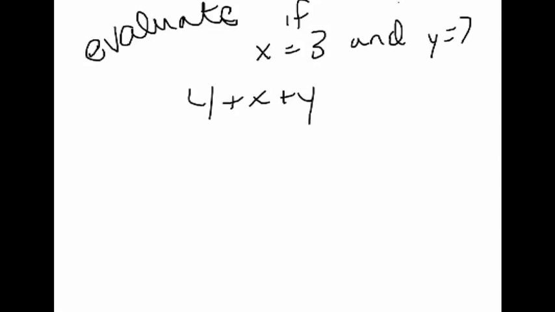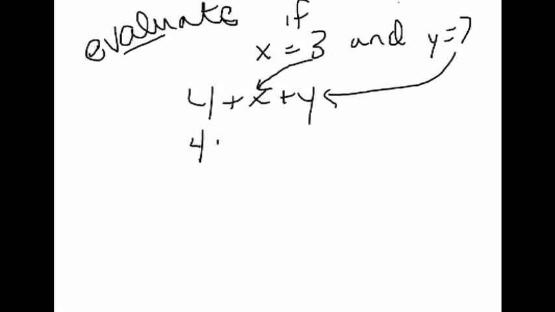Okay, let's look at this problem. Evaluate if x equals 3 and y equals 7. Evaluate. Value. We want to figure out what this is equal to. What's its number? Where does it belong? So I'm going to substitute 3 in for x and 7 in for y because I was told that they are equal. So what do I get?